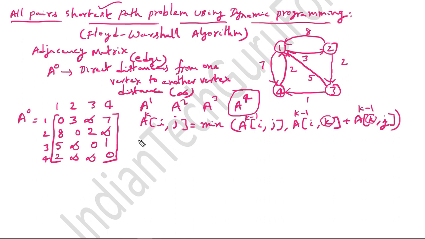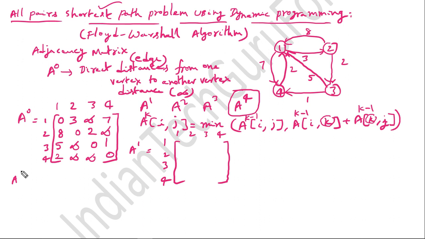So now it means that we can calculate A power 2 using the A power 0 matrix. So let us calculate A power 1. Vertices 1, 2, 3, 4. Whenever we calculate A power 1, the k value will be 1. What does it mean? 1 must be a vertex in the path. Whatever path we consider, 1 must be in between the path. So what does it mean?